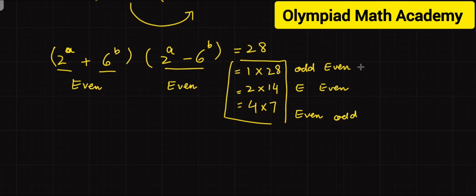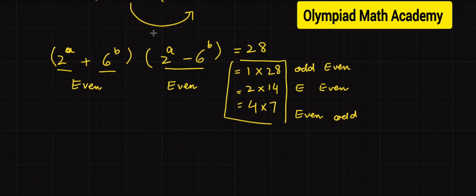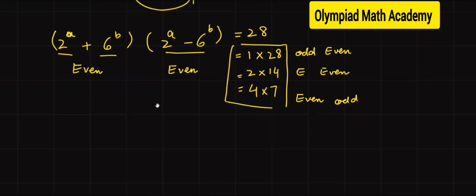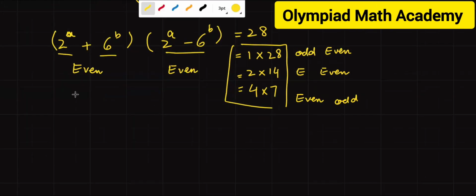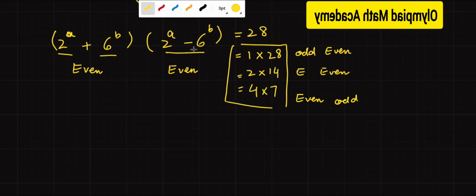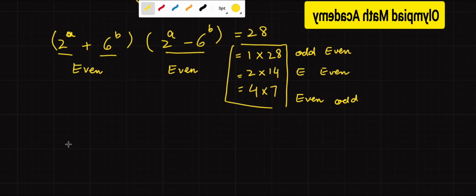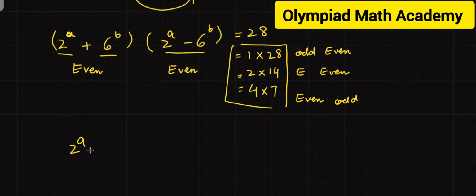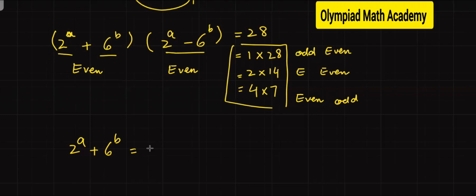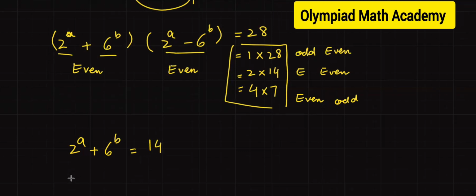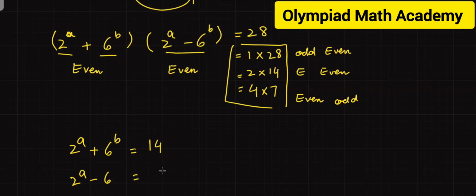Now we have to check in all of these which both are even. So the 2 and 14 are even here. So what should I do now? The addition gives the larger number. So 2 plus 6 gives you 8 and 2 minus 6 gives you something negative. So it means it gives the smaller number, right? So 2 power a plus 6 power b, we can write it equals to 14. And 2 power a minus 6 power b equals to what? That is 2.